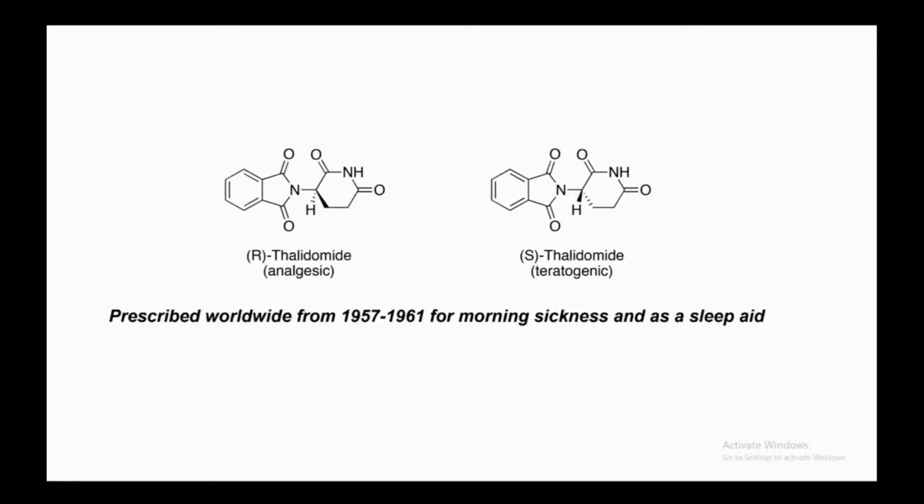Let's move on to the next example, thalidomide, which was used worldwide from 1957 to 1961 for morning sickness and as a sleep aid, but then this caused severe side effects in children, and the drug was banned in Europe. Now if you see this one, the R isomer of thalidomide is analgesic, but S thalidomide is teratogenic. So just a change in the configuration at the stereocenter alters the medicinal properties of the compound altogether. Just by altering the configuration at the stereocenter completely changes the properties of the drug.